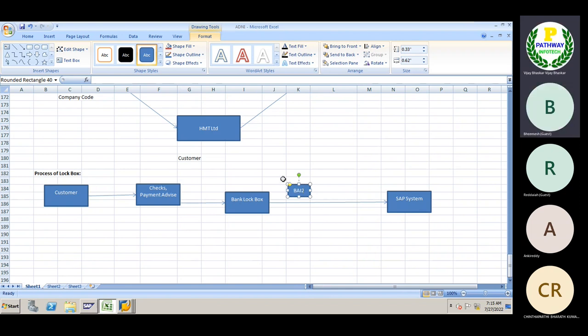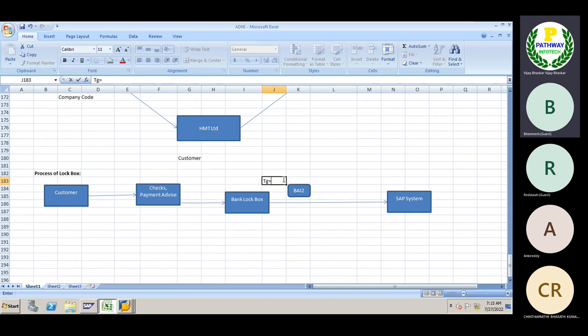BAI2, I will mention here the lockbox. The lockbox file format. The lockbox file format is a BAI2.